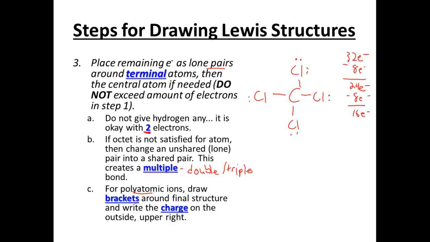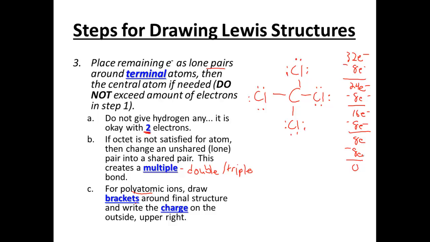So we're going to give another pair out. Pair to each atom. That's another 2, 4, 6, 8. So now we're down to 8 electrons. So we're going to pair one more time. And eventually now we have used all of our electrons. So in this case now we are done with our third step.